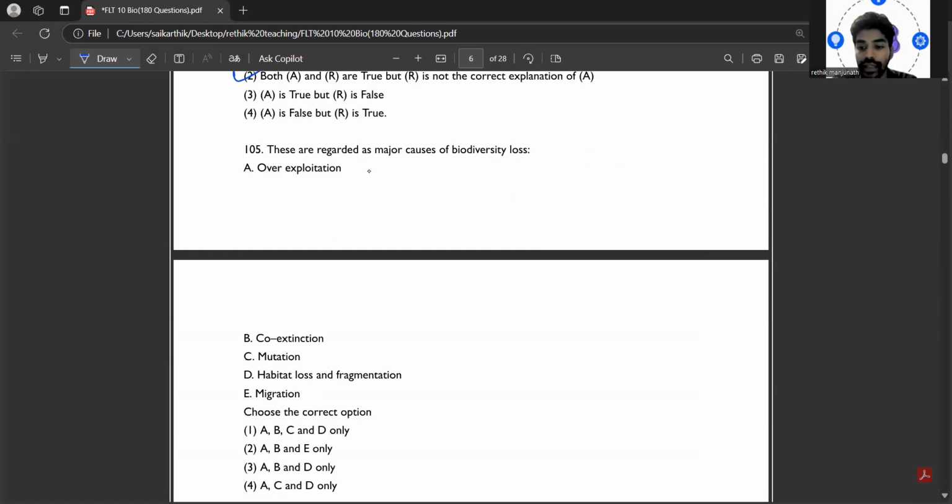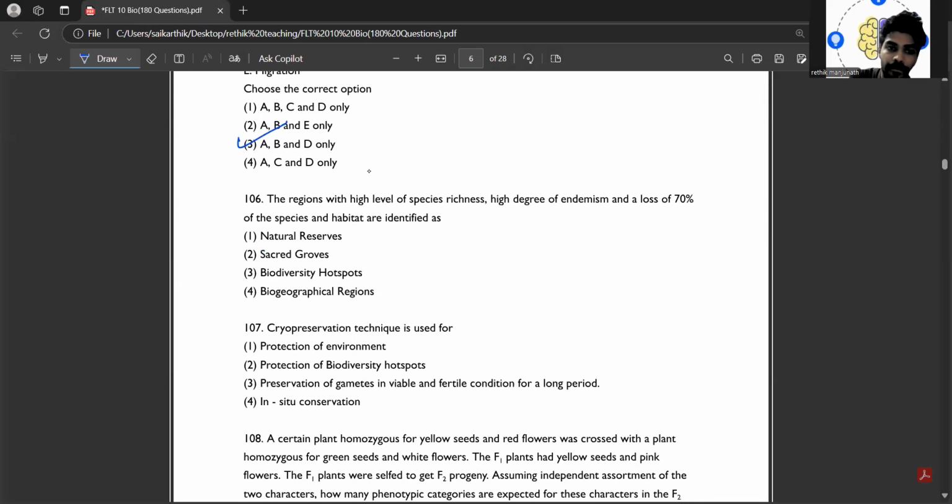So the next one will be 105. These are regarded as major causes of biodiversity loss. What is it? One is overexploitation, correct. Then coexistence, no. Then mutation, no. Then habitat loss and fragmentation, yes. Migration, no. So that means the third will be the correct answer.